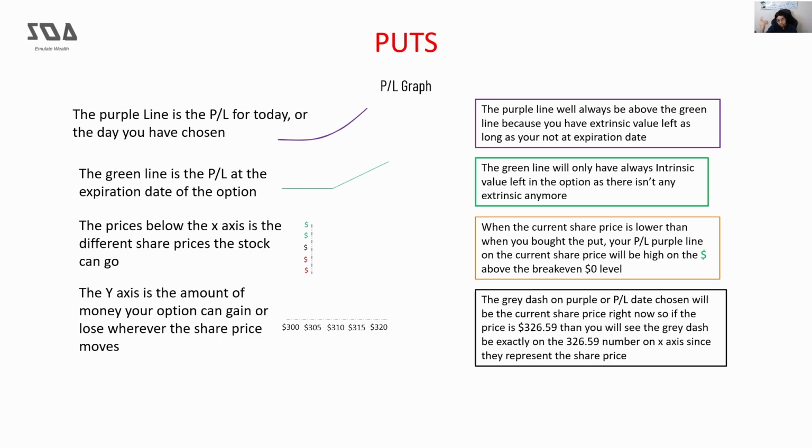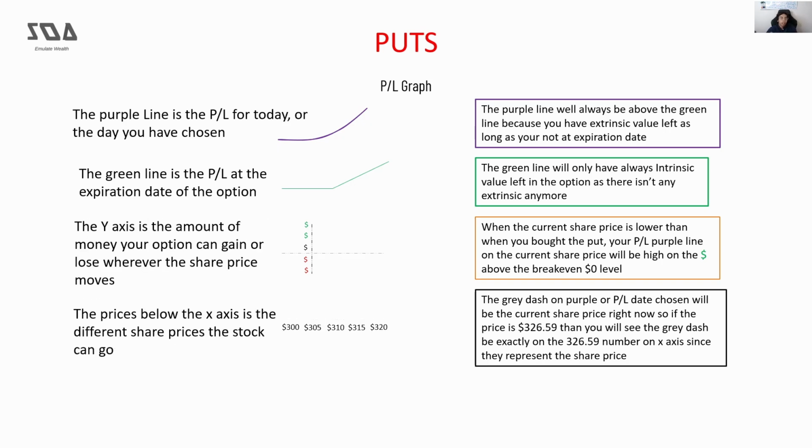Now, this is the same thing. I think you guys know this by now, that the purple line is representing today. The green line is representing the expiration date of the P&L. And the y-axis is the amount of money your option can gain or lose wherever the share price can go. And the prices below the x-axis are the different share prices the stock can go.